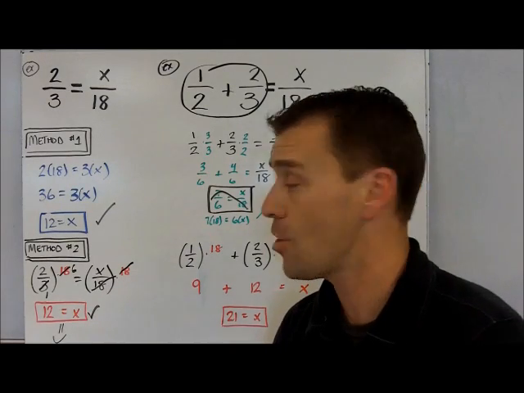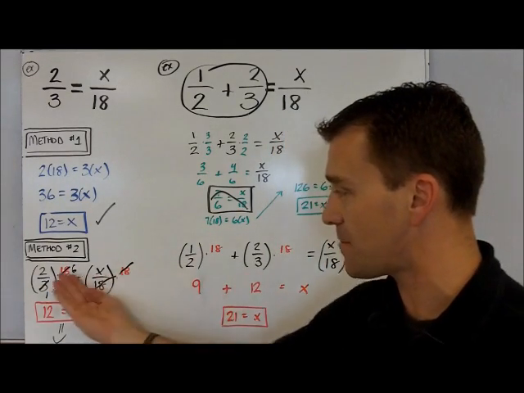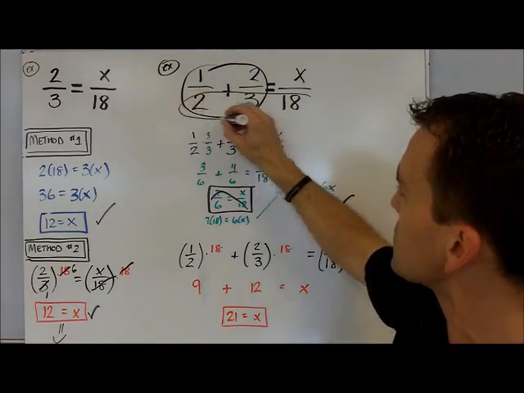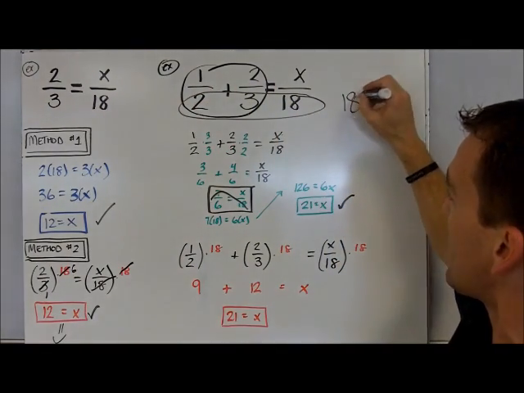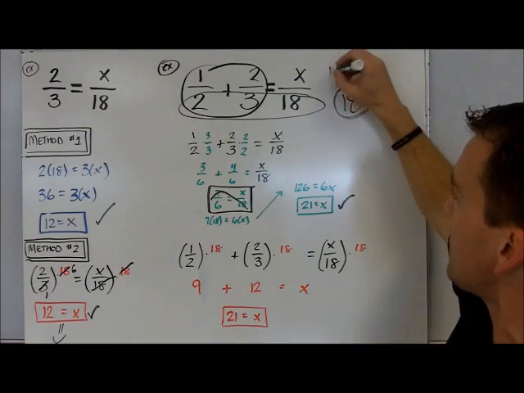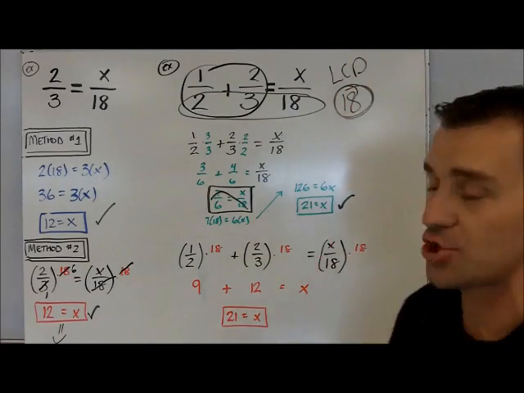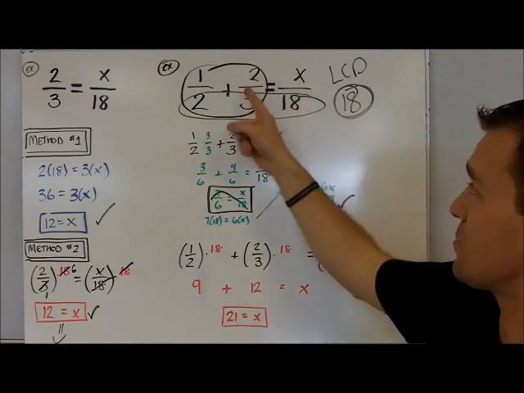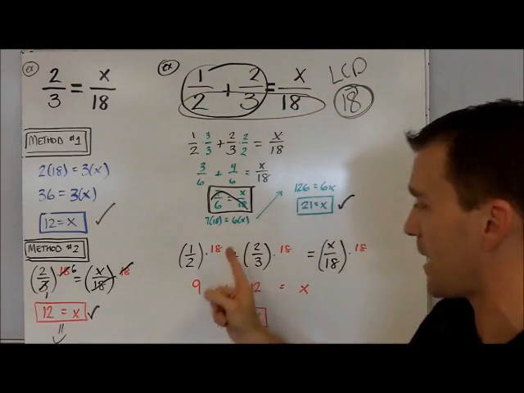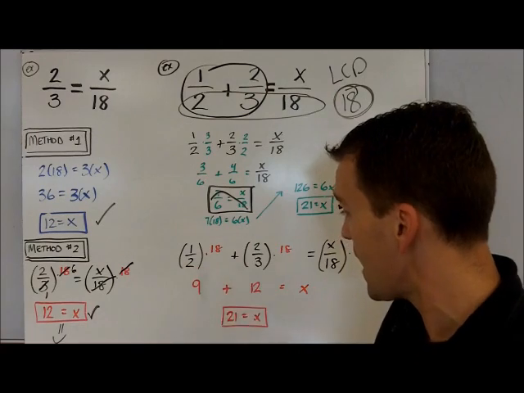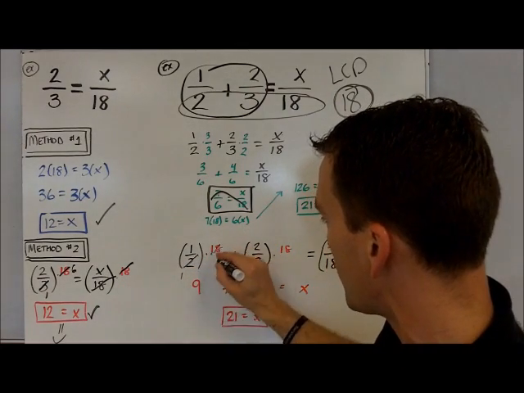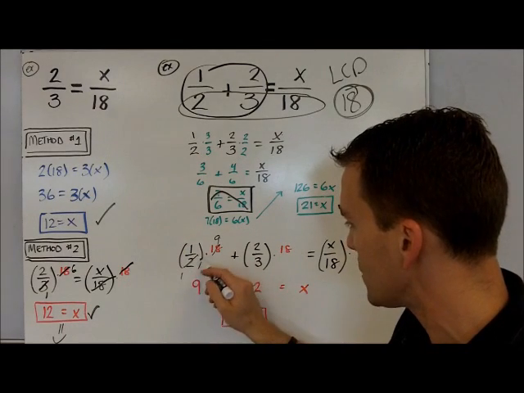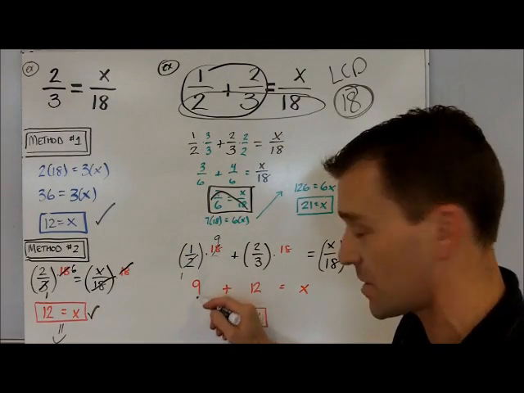Now check this out. Over here, I'm going to use the same method with the LCD. My LCD in all of these three things is actually 18 again. So I take that 18, the LCD, and distribute it through: 18 times 1/2, 18 times 2/3, and 18 times this. I did it right here. 18 times that will cross reduce to a 9 over 1. So 9 times 1 is 9.